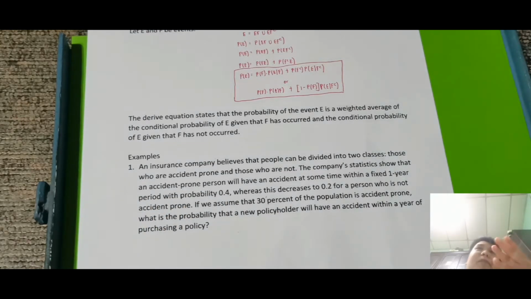Again, kung clumsy ka, something na ganon. So again, hindi ko sasabing dahil clumsy ka, accident prone ka, pero parang ganon kasi siya eh. Okay, so kung accident prone ka, let's say clumsy, so sabi ng company na to, magkakaroon ka daw within 1 year ng aksidente with probability of 0.4, or meaning 40% sure silang magkakaroon ka ng aksidente ngayong taon or within this 1 year.